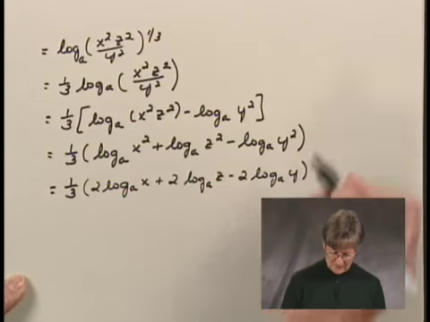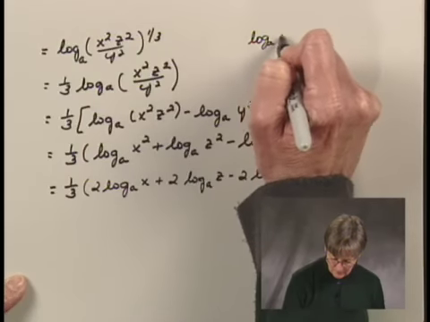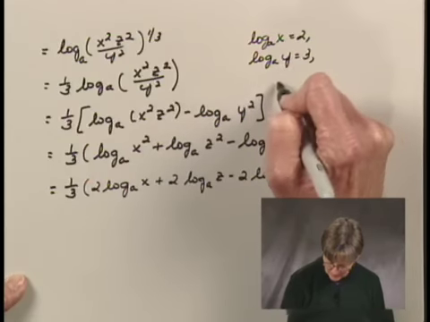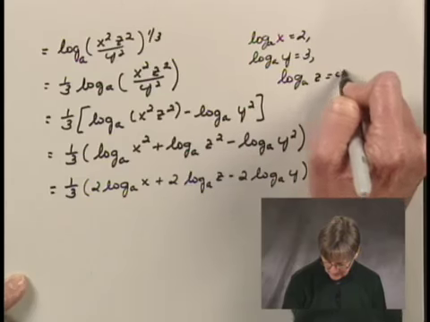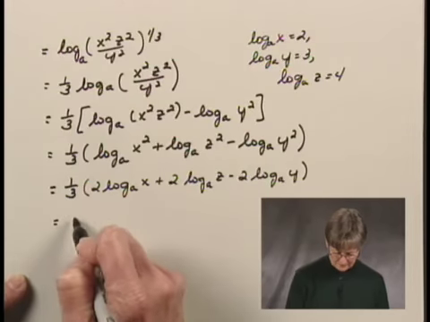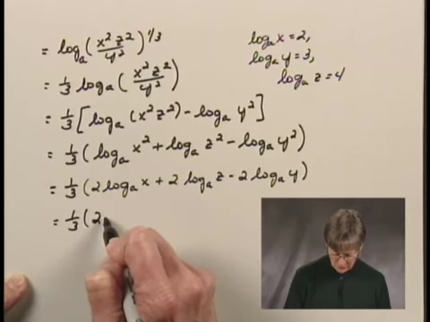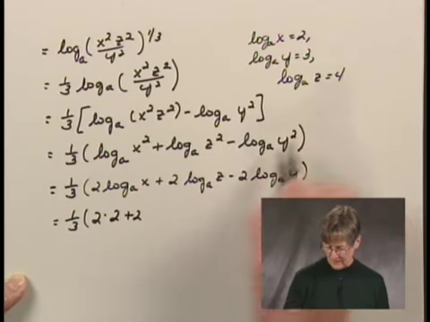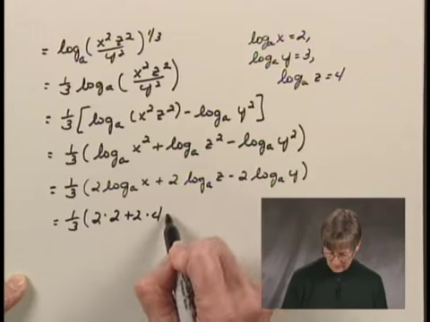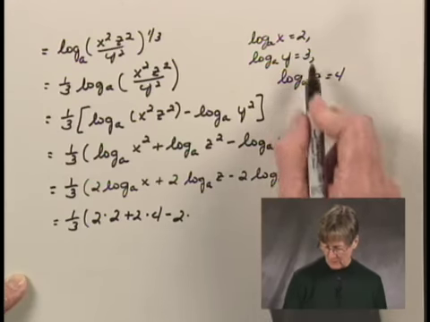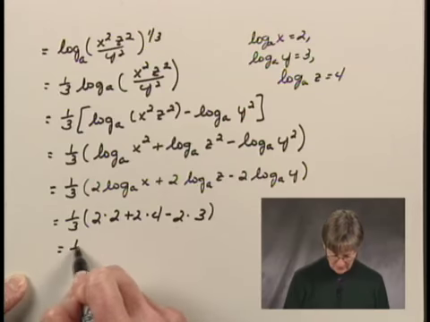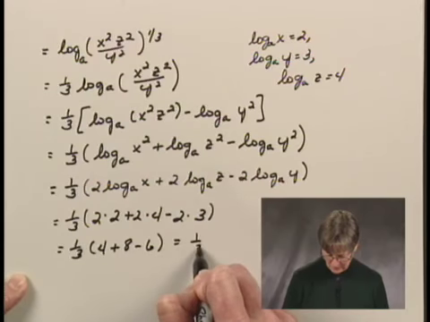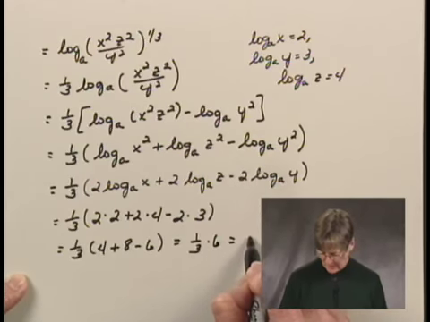And we were told, remember, that the log base a of x is 2, the log base a of y is 3, and the log base a of z is 4. So I'm going to do some substitutions here. I'll have 1/3 times 2 times the log base a of x, which is 2, plus 2 times the log base a of z, which is 4, minus 2 times the log base a of y, which is 3. So I have 1/3 times 4 plus 8 minus 6, which is 1/3 times 6. That makes the final result 2.